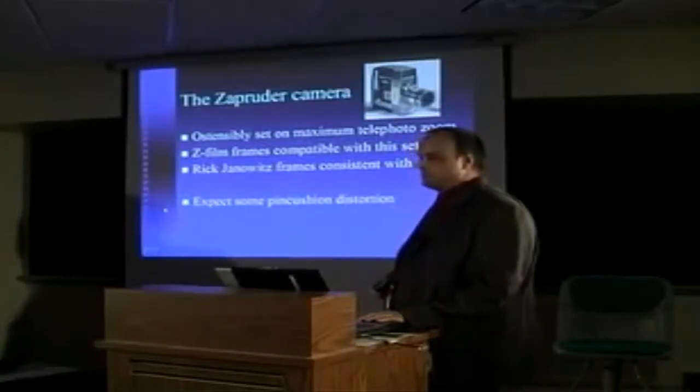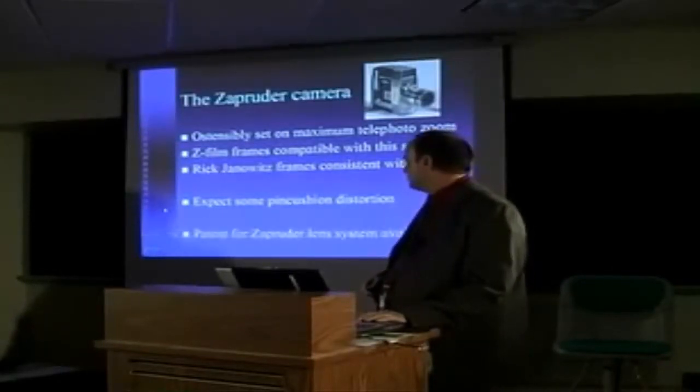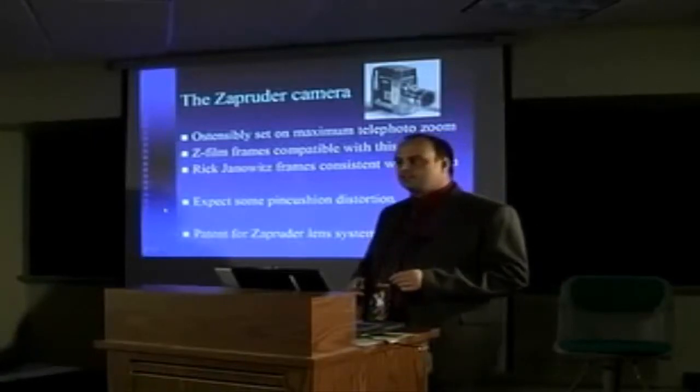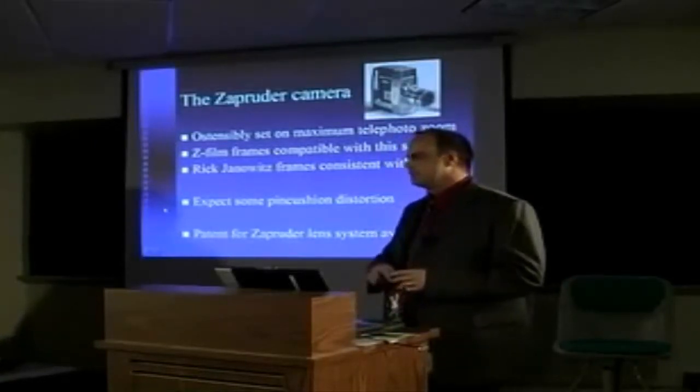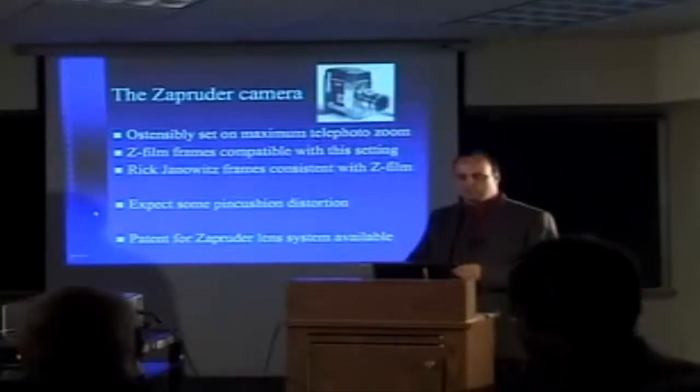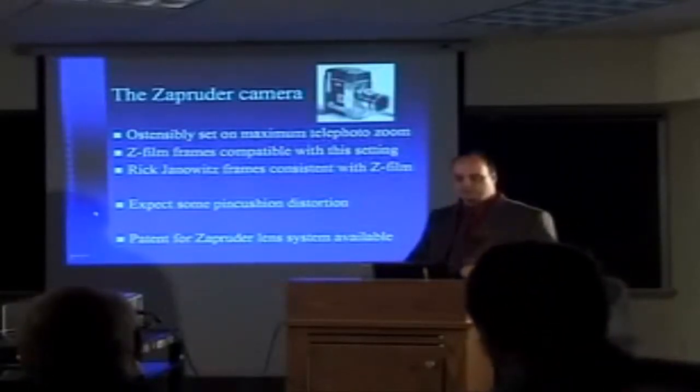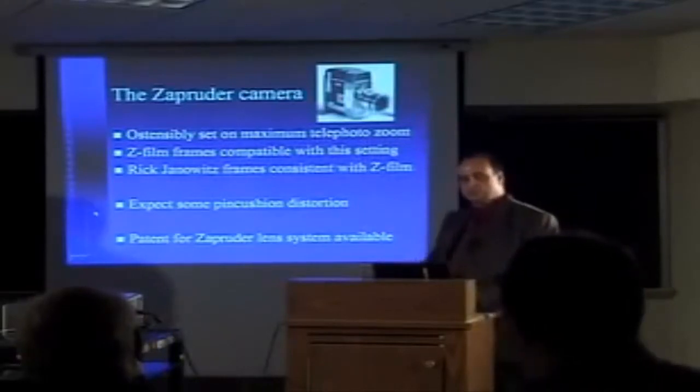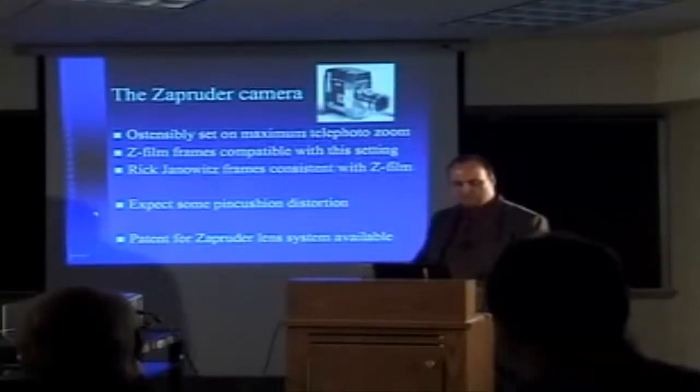For this camera, you do expect a little bit of pincushion distortion, and I think it's in the Zavada report, is that right, David? The patent for the Zapruder lens is one of the attachments. And so you can actually look it up. It's a little bit difficult to decipher, as most patents are.